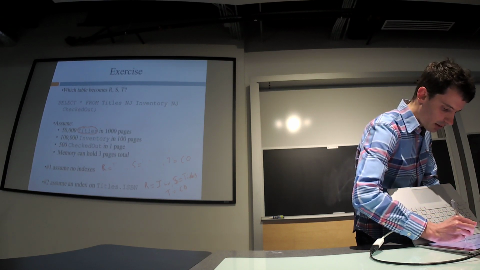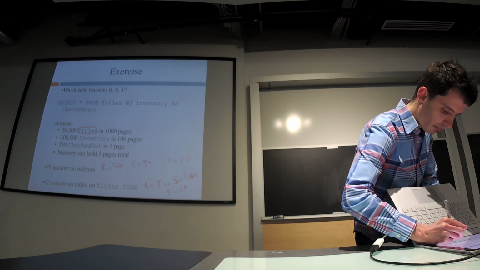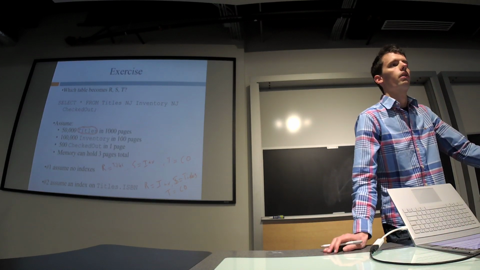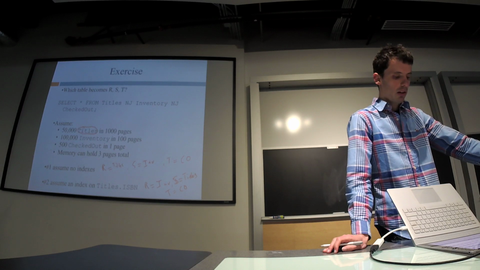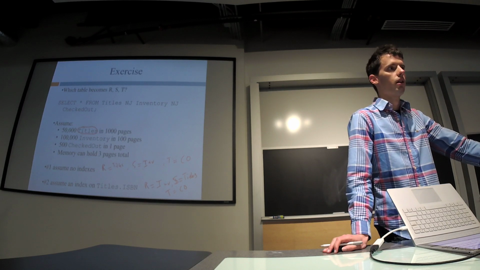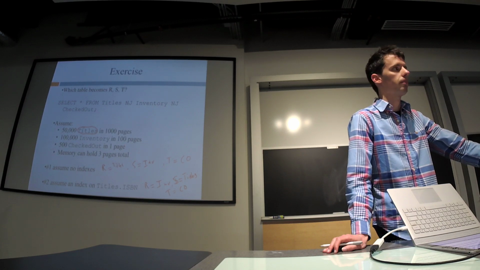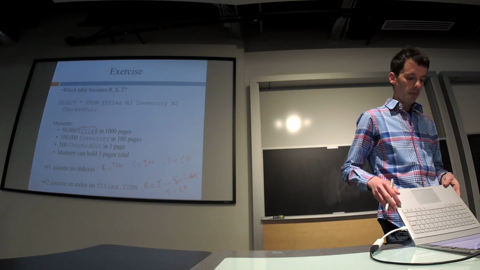R would be titles, S would be inventory. Doesn't that still make a pretty big difference? Because you only load every page of titles once. You're going to only load every page in titles once. And then multiply that by all the pages in inventory. Right. Okay.